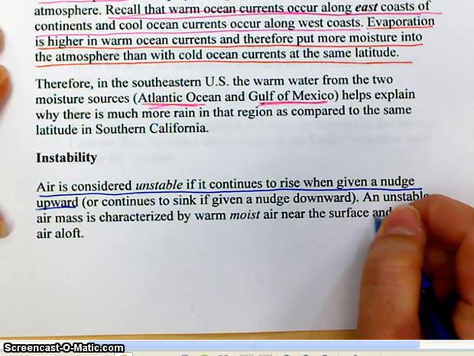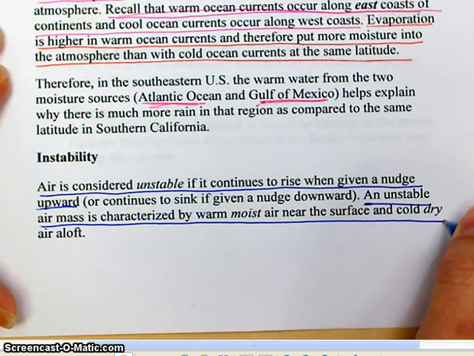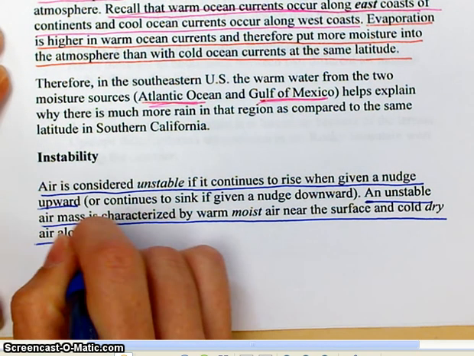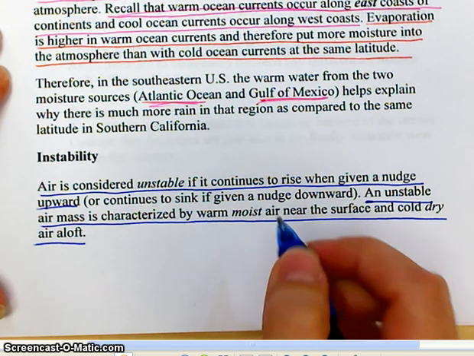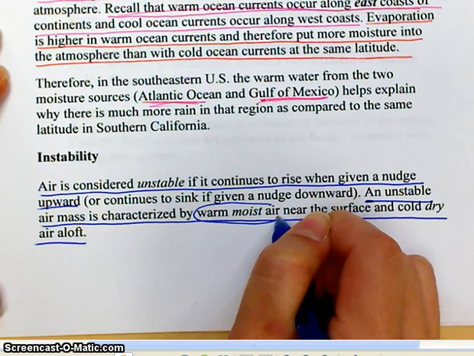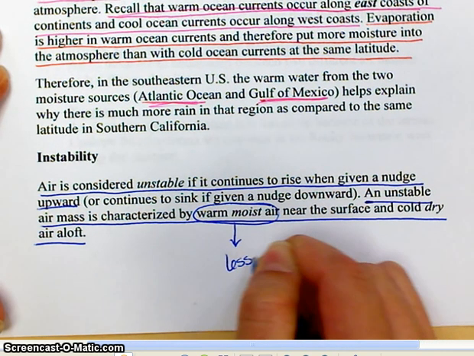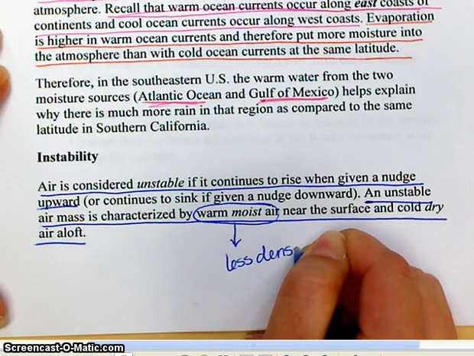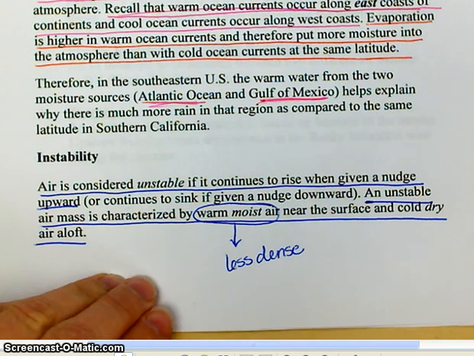And unstable air masses typically are characterized by warm, moist air near the surface and cold, dry air aloft. Aloft meaning higher. Okay? Because it's going to be very, very easy for us to put that air in motion. Warm, moist air is generally going to be less dense than cool, dry air. And so once we get it nudged into motion, it's going to start rising and forming clouds. Okay, so let's go on.